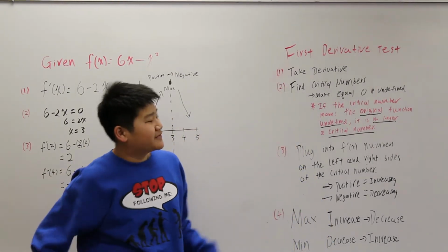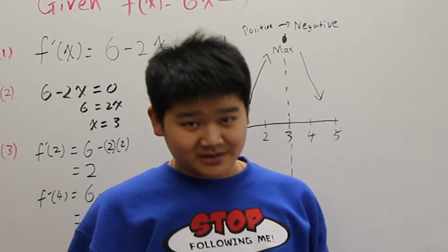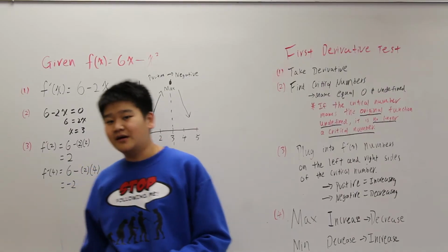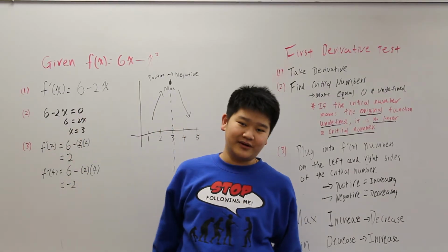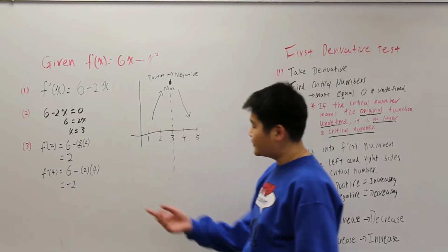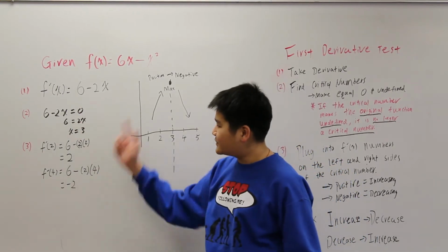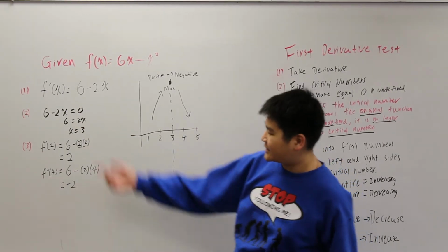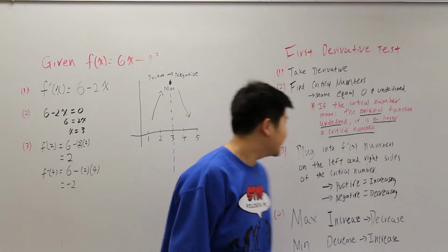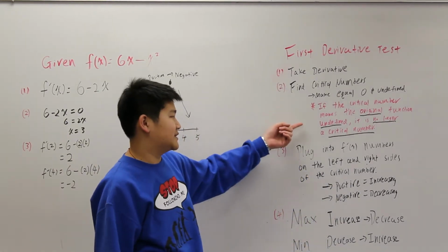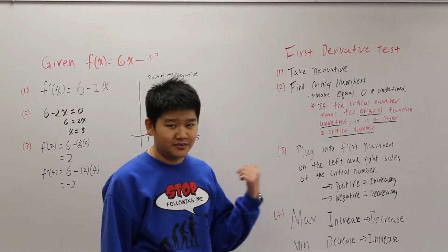The second step is to find the critical numbers. To find the critical numbers, you make the derivative you got equal to 0 or undefined. In this case, we make it equal to 0. So 6 minus 2x equals 0, you solve for x and x equals 3. But remember, if the critical number makes the original function undefined, it is no longer a critical number.